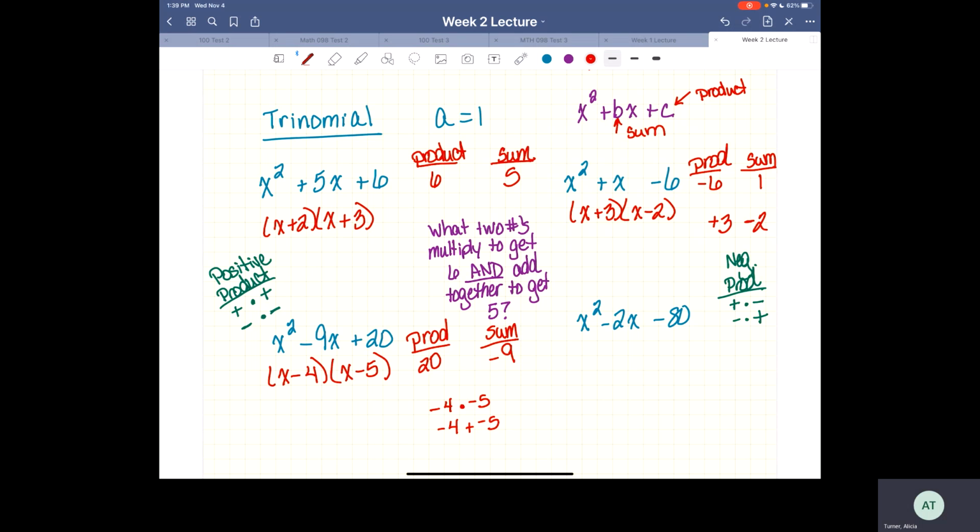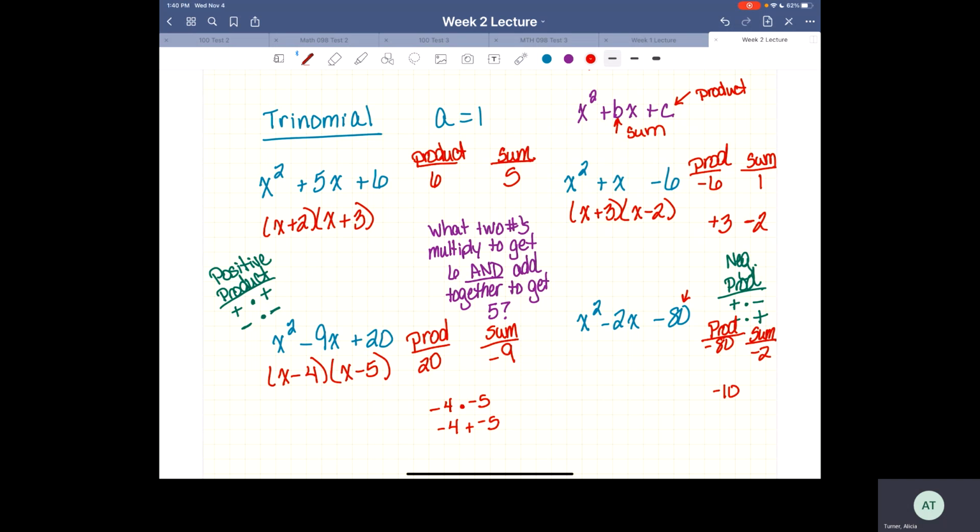Okay, let's do the last one before we move into more complex. Here I have x squared minus 2x minus 80. Negative 80 is my product. So that means I'm looking for numbers that have different signs because I have a negative product. My sum here is negative 2. So I'm looking at numbers with different signs that multiply together to give me negative 80 and add together to give me negative 2.